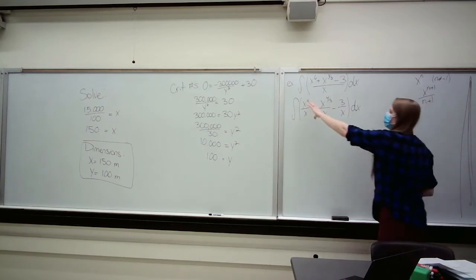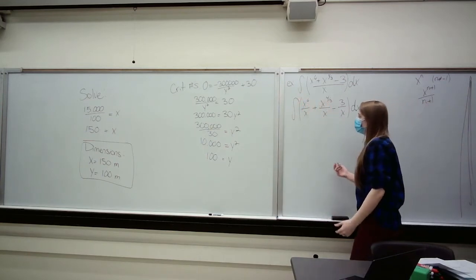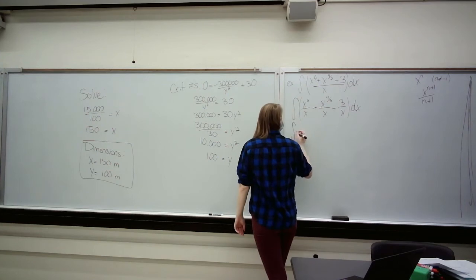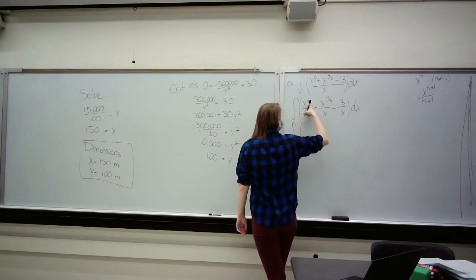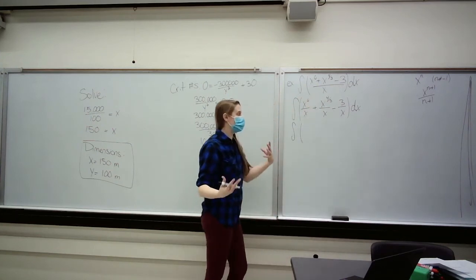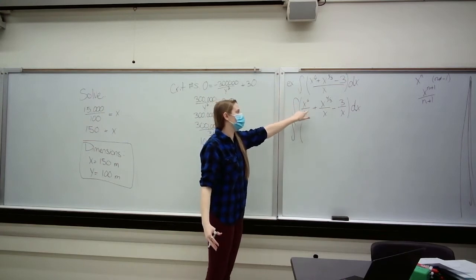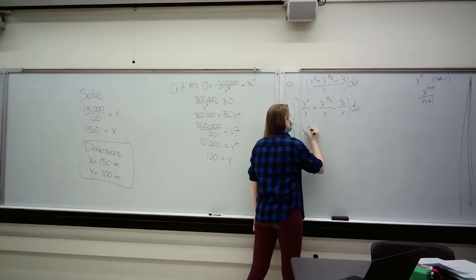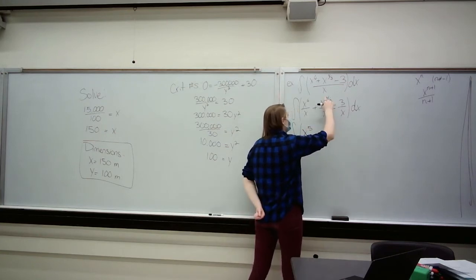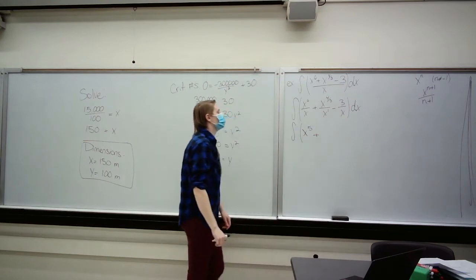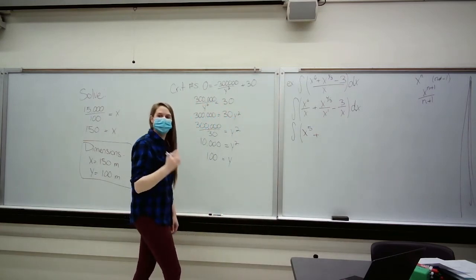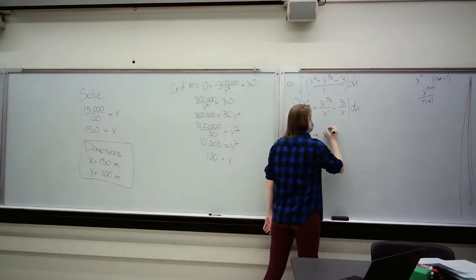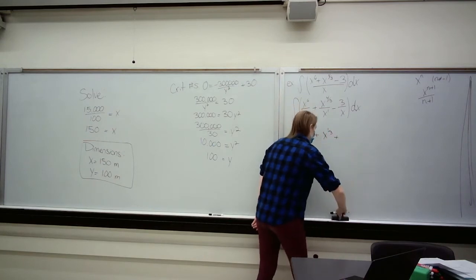So I'm going to simplify by getting rid of my denominator here. Remember, this is my exponent rules. If I have the same base, I can just subtract my exponent. So this will just become x to the 5th plus, now this is x to the 4 over 3, and I want to minus a 1 here. So 4 over 3 minus 1 is x to the 1 third. Minus.